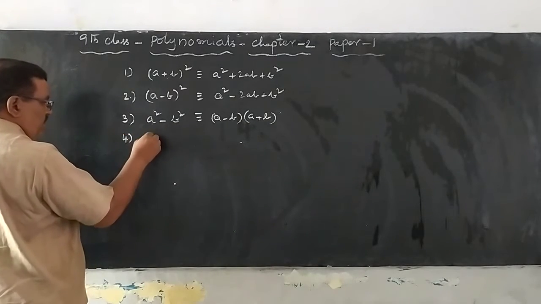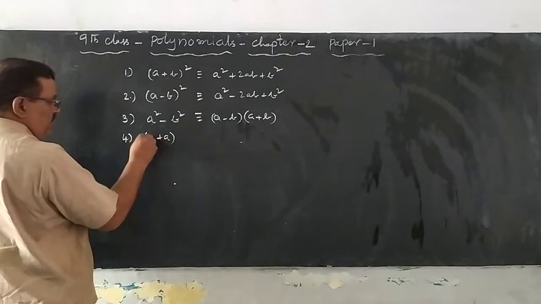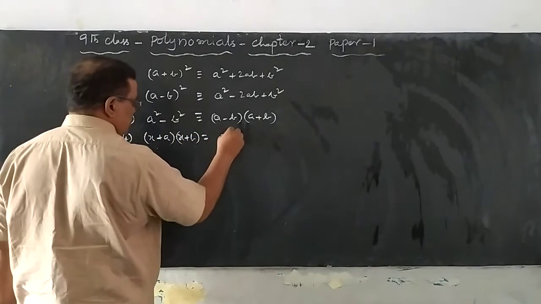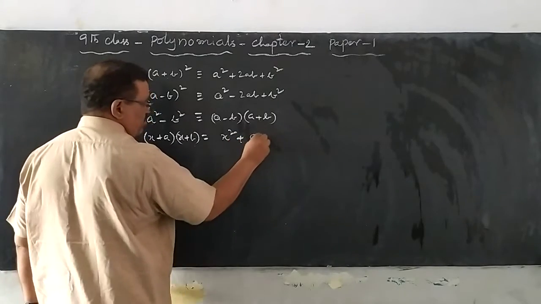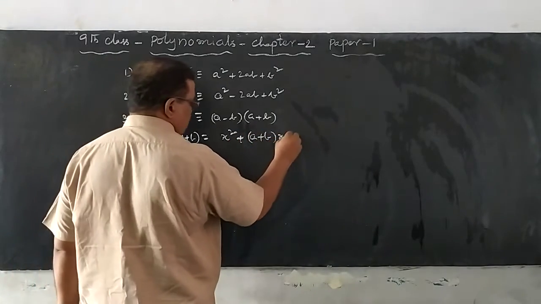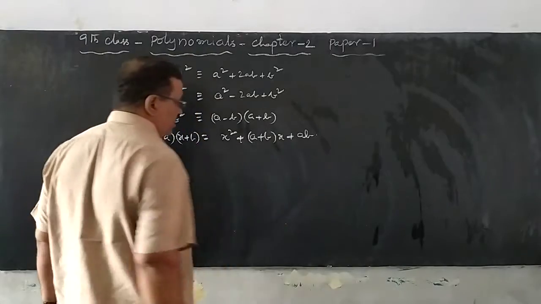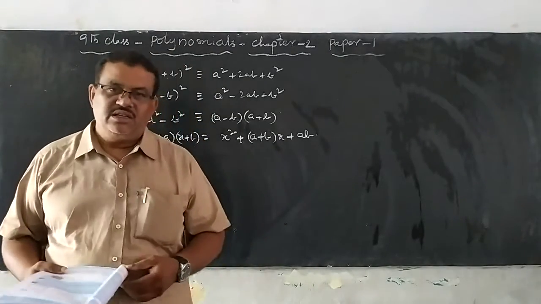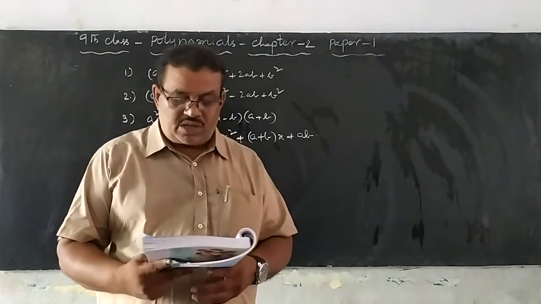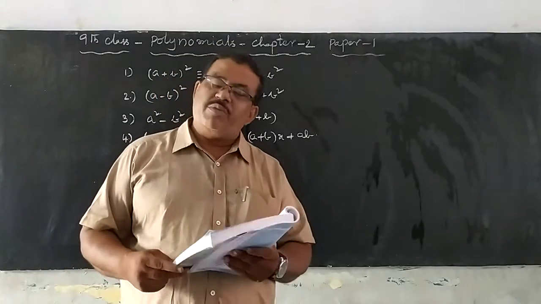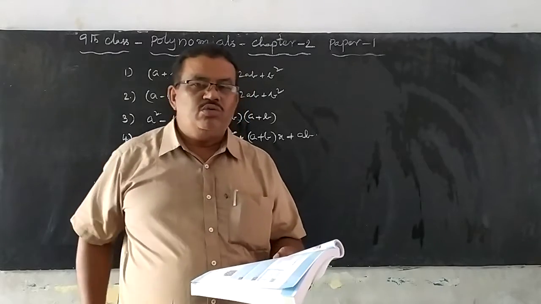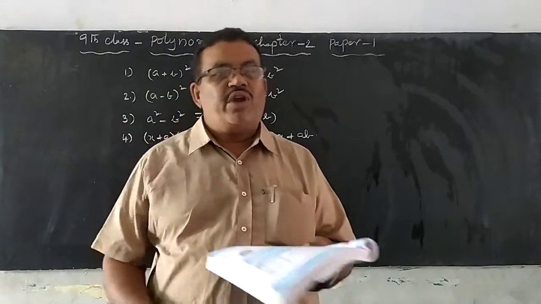Now x plus a into x plus b is x square plus a plus b into x plus a b. This is the fourth identity. This formula we completed in the last classes. Geometrical proofs are also there for this, which we will discuss in the next class. Today we are going to do the problems on these four identities.